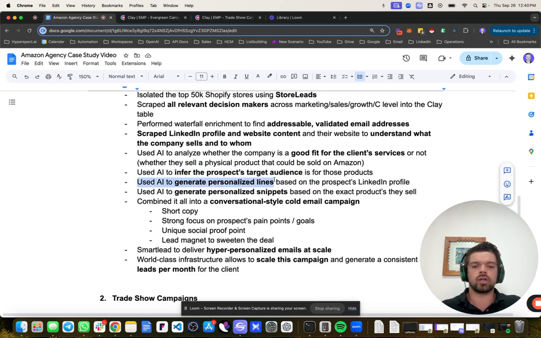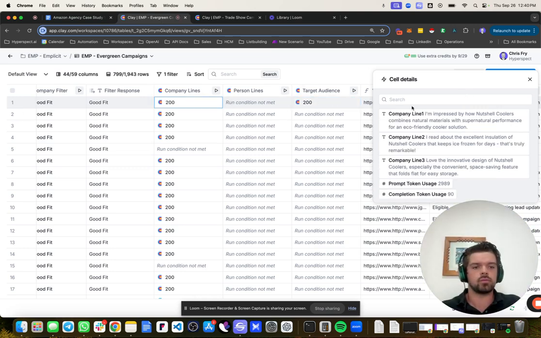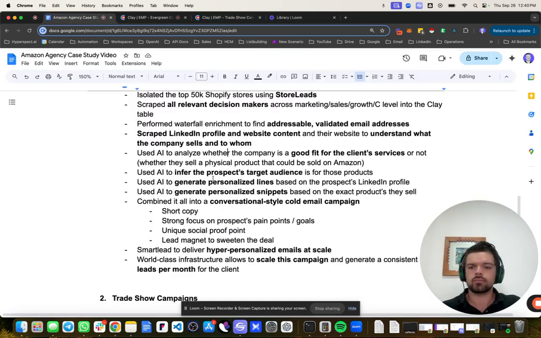We also used AI to generate personalized lines based on the prospect's LinkedIn profile, their job title, and what their areas and responsibilities are. We used AI to generate personalized snippets based, again, on the exact products that they sell. Other examples would be of the company. We can generate interesting personalizations to put into the emails, such as, I'm interested by how Nutshell Coolers combines natural materials with supernatural performance for an eco-friendly cooler solution. Great personalized line. We put that in the front or at the end of every email for this campaign.